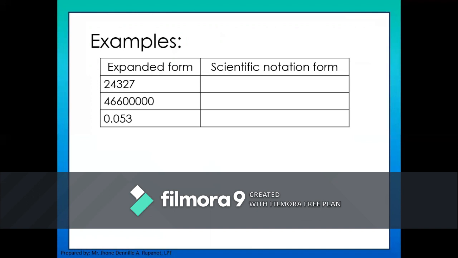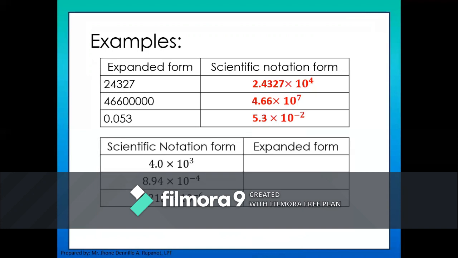Now, after solving, we have the answers: 2.4327 times 10 raised to 4, 4.66 times 10 raised to 7, and 5.3 times 10 raised to negative 2. Now, let's have another example. What we're going to do in this second table is the other way around, wherein our given is in scientific notation form. We have to make it into expanded form. You do the reverse of the rules given earlier to make it into expanded form. Now, let's solve it.